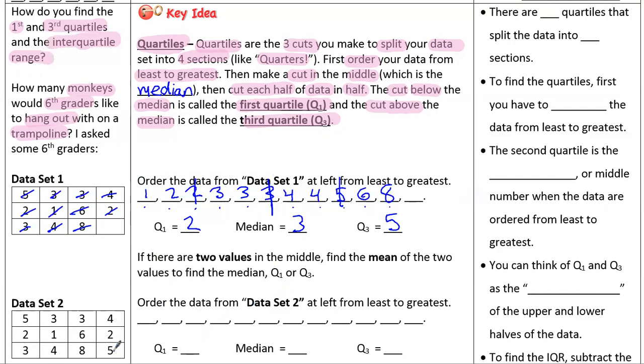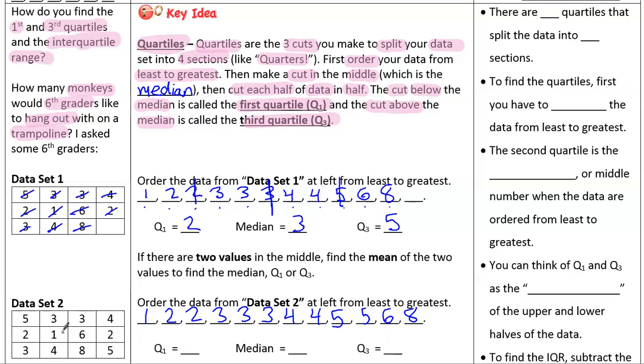Now it's been filled in with a 5. All the rest of the data are the same. So I'm going to use the order I had before, but I need to remember to add another 5. So 1, 2, 2, 3, 3, 3, 4, 4, 2 5s, and then 6 and 8. Okay? Now I'm just going to assume I didn't make any mistakes.